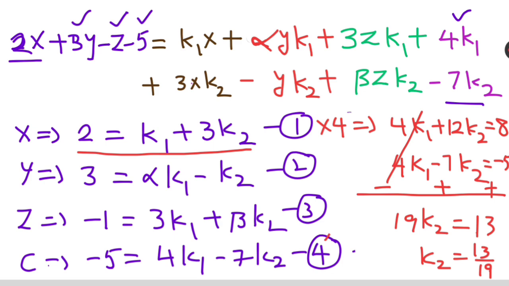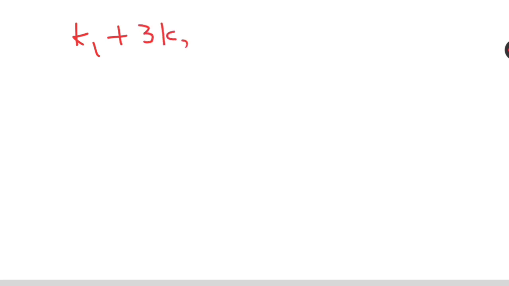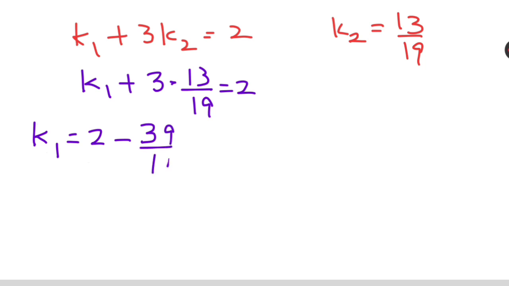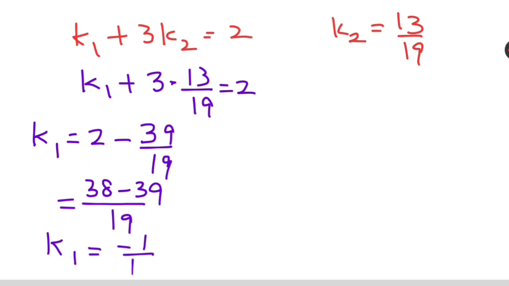Substitute the k2 value in the first equation, then we can get the k1 value. What is the first equation? k1 plus 3k2 is equal to 2. Our k2 value is 13 over 19. So k1 plus 3 times 13 over 19 is equal to 2. So k1 is equal to 2 minus 39 over 19. If you take the LCM here, that is 38 minus 39 over 19. So the k1 value is minus 1 over 19.